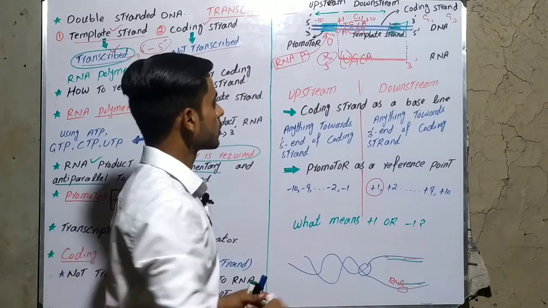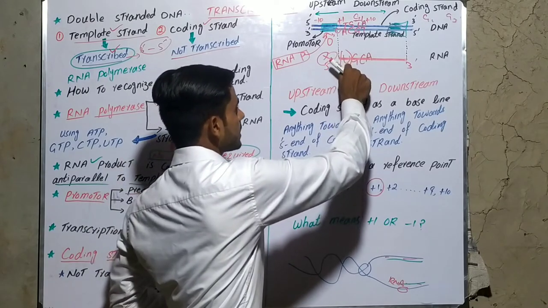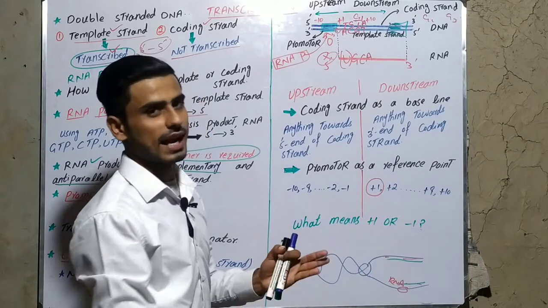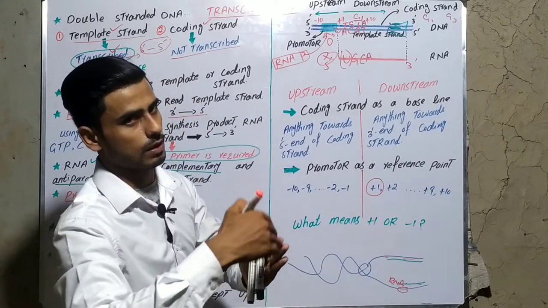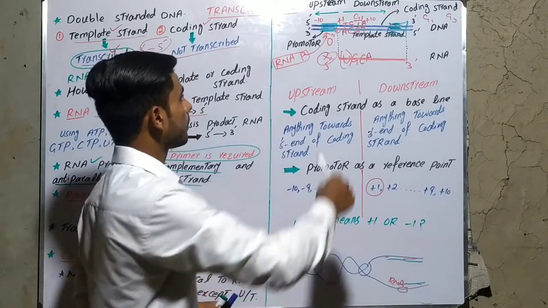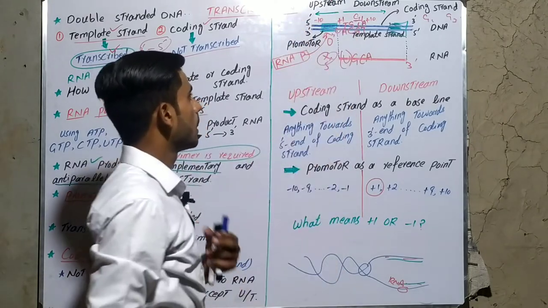So +1 means the first base or first nucleotide on the RNA product. +2 means the second, +3 means the third one, +4 means the fourth nucleotide or fourth base, and +1 comes after the promoter.